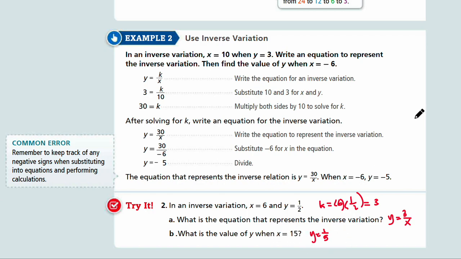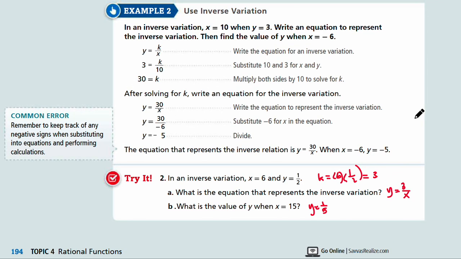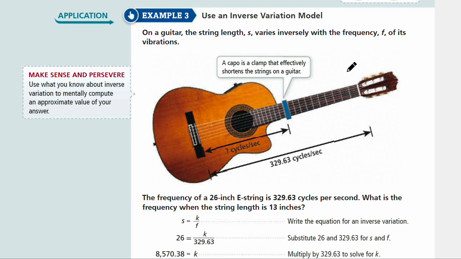Check your answers, see if you got it right. It shouldn't be too hard. Just follow the inverse relationship in the right way. Just remember that your variables are not directly proportional, they're inverse variation. So y is equal to k over x instead of kx. Let's look at the next example. Application. Use an inverse variation model.